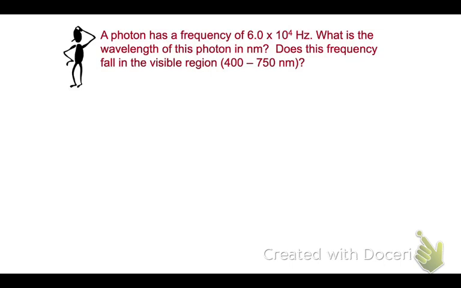Now, we said that frequency has a unit of how many waves per second, and wave per second is always equal to hertz. So hertz is the unit of frequency. They gave me the frequency, but they want the wavelength. So I'm going to use my equation. I know that C equals the wavelength times frequency.